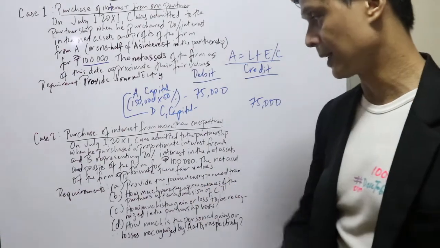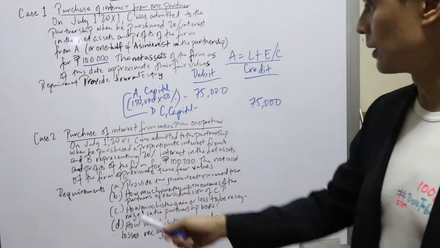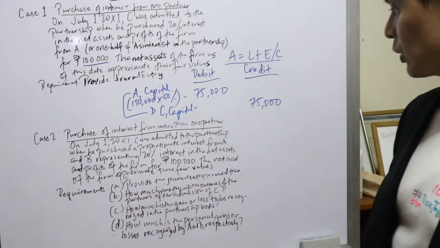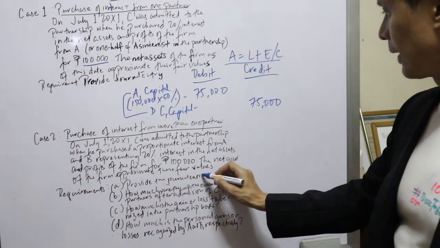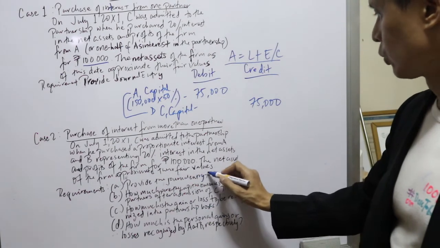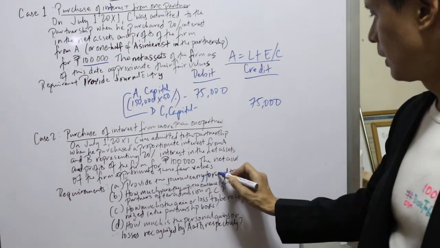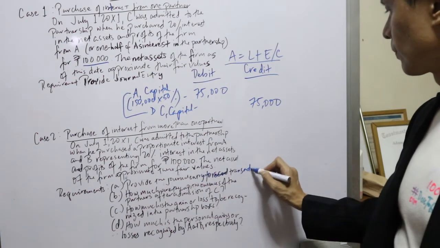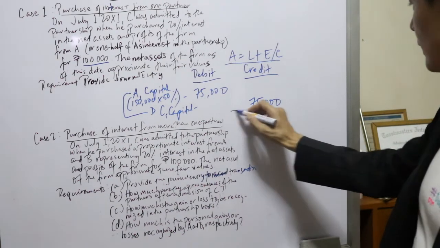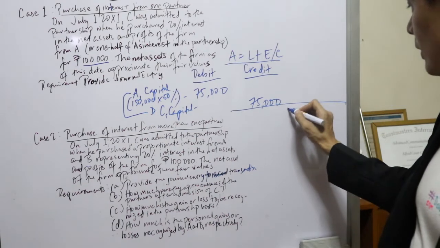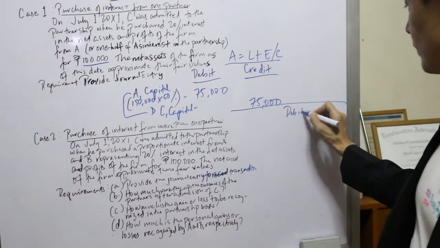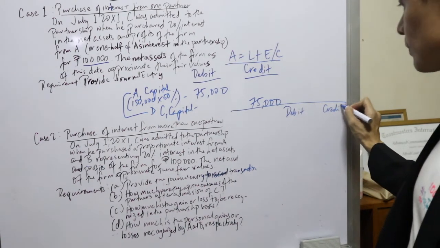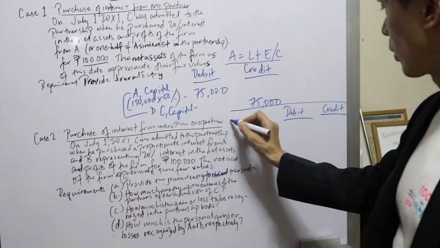This simply means that the book value and the market value of the net assets are the same. So this requirement is to provide a journal entry, the entry to record the transaction. So we'll place a debit and credit here. This one is debit and this one is credit. So this is requirement letter A.